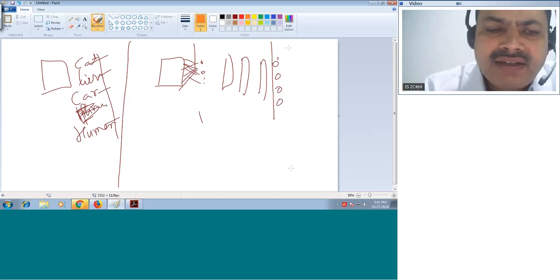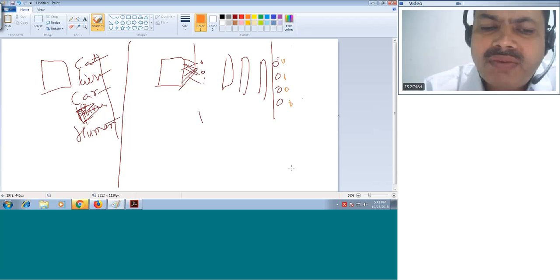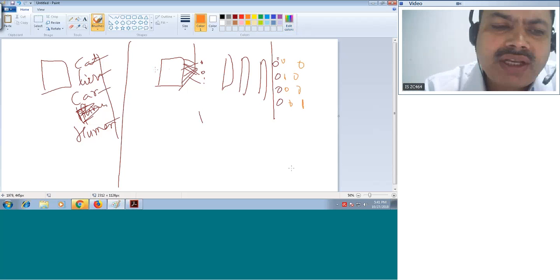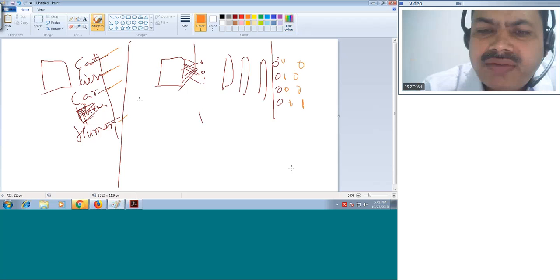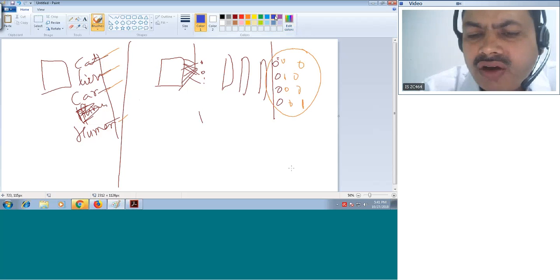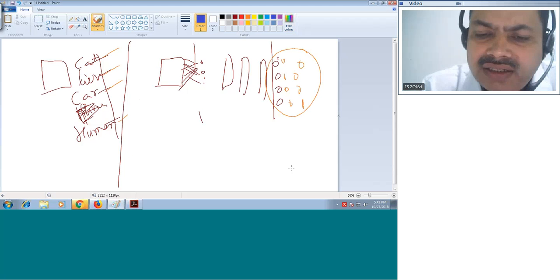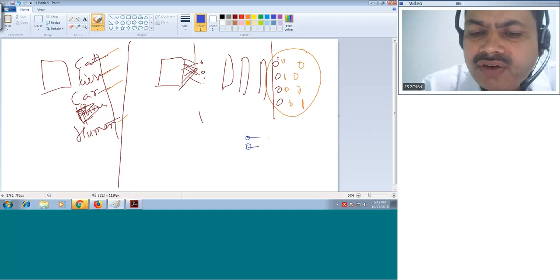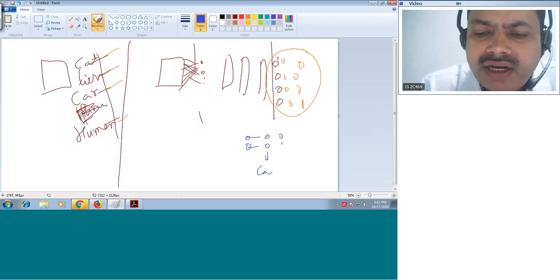If it is a lion, this neuron would be 1 and all others would be 0. If it is a human, this one would be 1 and all others would be 0, because I said cat, lion, car, and human. Sometimes it is better to use only 2 outputs instead of 4. If it is 0, 0, it means cat. If it is 0, 1, it means lion. If it is 1, 0, it is car. If it is 1, 1, it is human.